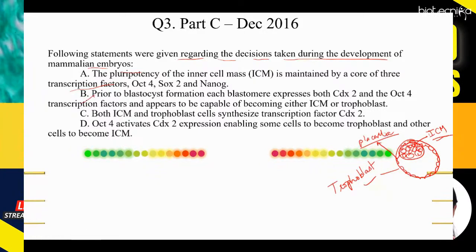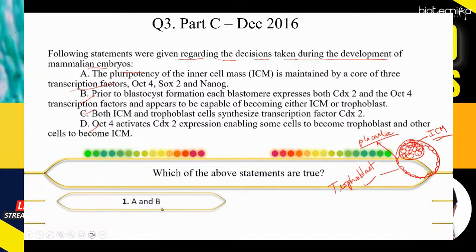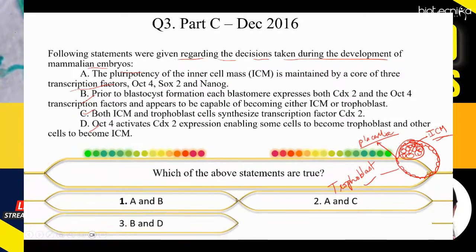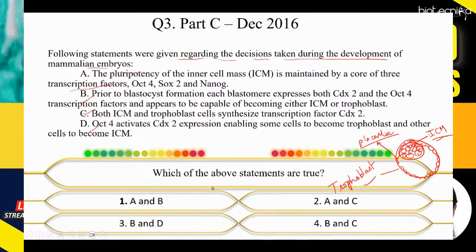So you have to tell which of these options are correct, which factor is expressed where, and how they are affecting the formation of ICM. Which of the statements are true among these? Yes. Any guesses, anyone?